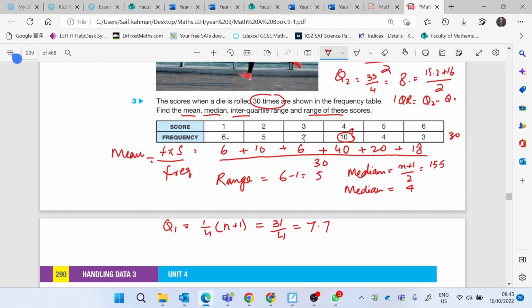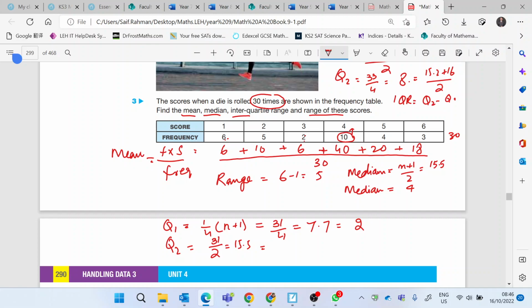Okay, so the 7 is here, 6 and 7. So the 7th value is here, 2. So the 6th and 7th values both are 2. That gives us 2, right? So 2 is Q1. Next comes Q2, and Q2 is equal to n plus 1 divided by 2. So that means 31 divided by 2, that gives us 15.5.